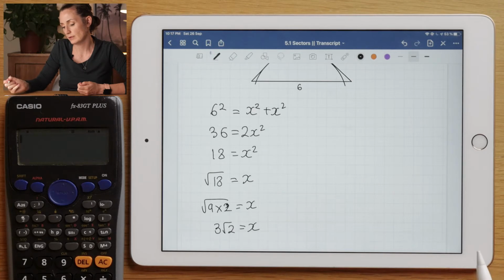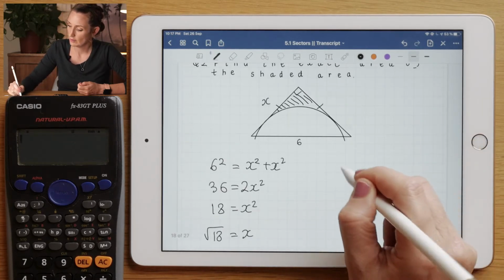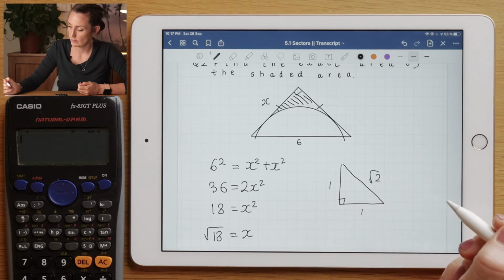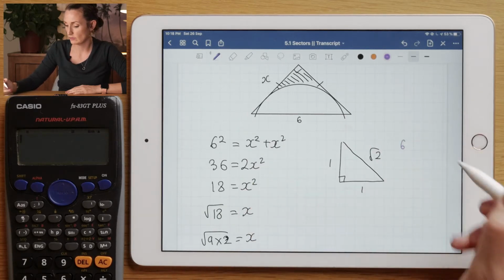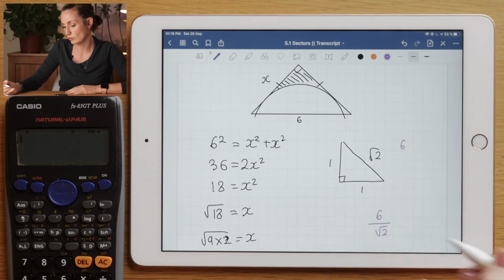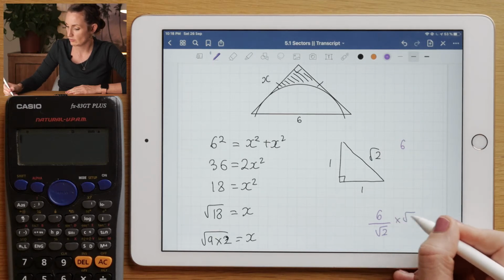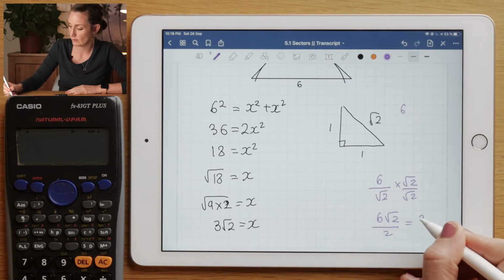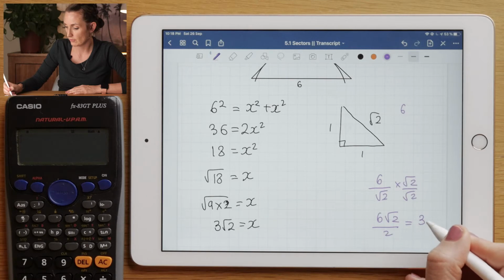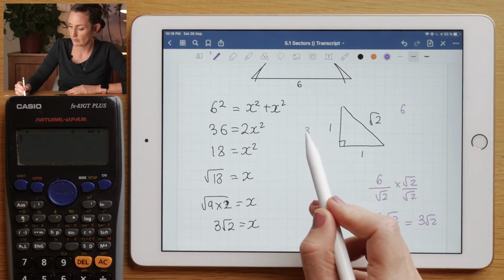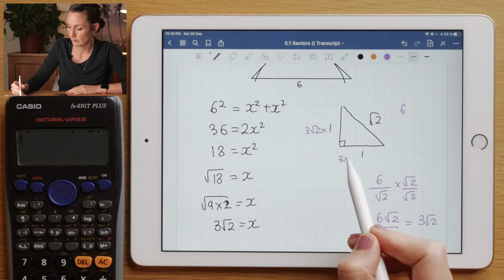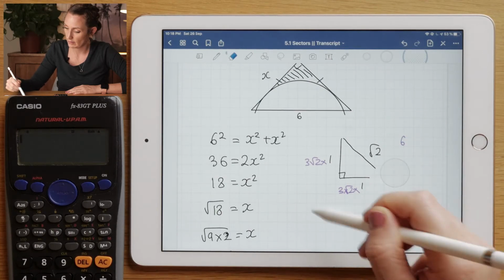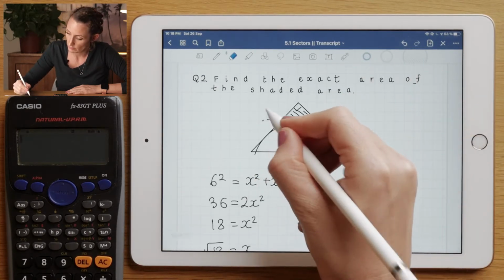The other way to do it would be to make it equivalent to your special triangle, which is normally 1, 1, square root 2. So if this would be 6, you'd have to do 6 divided by square root 2 for the scale factor, and then you'd rationalize that as 6 square root 2 divided by 2, which would simplify down to a scale factor of 3 square root 2. So either way would be completely fine. So now we know that the length of x would be 3 square root 2.